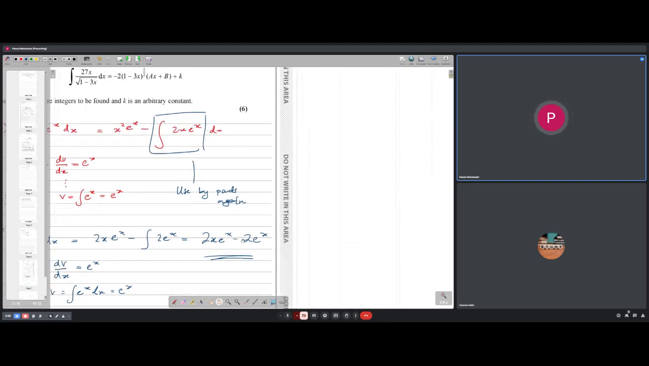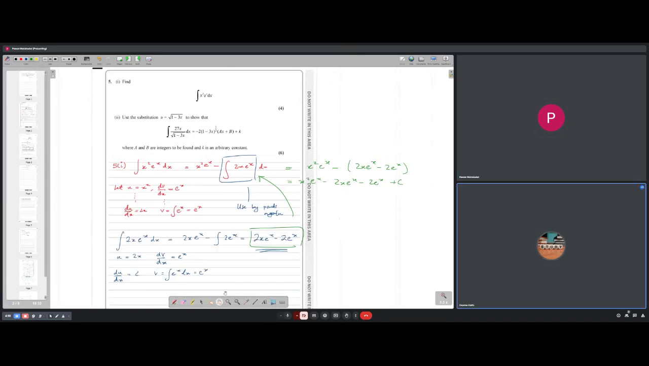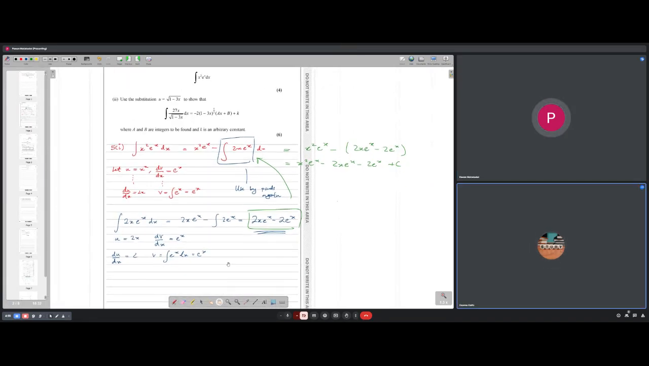So therefore, what can we do? We can just take this result and plug it in here. So your answer would just be x squared e to the x minus 2x e to the x minus 2e to the x. Do you have any questions on that? Oh, and plus c here, of course. That's right. Do you understand where you went wrong?